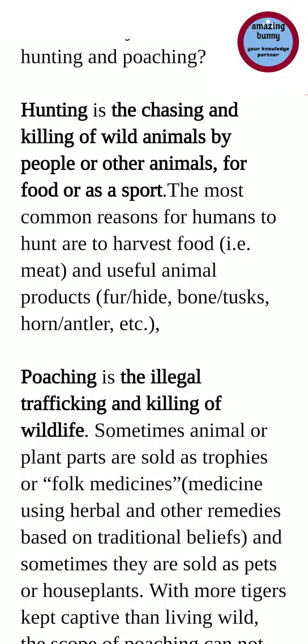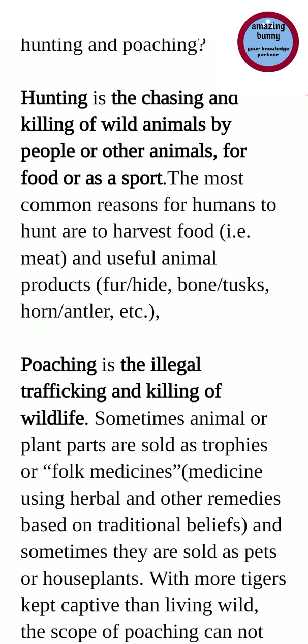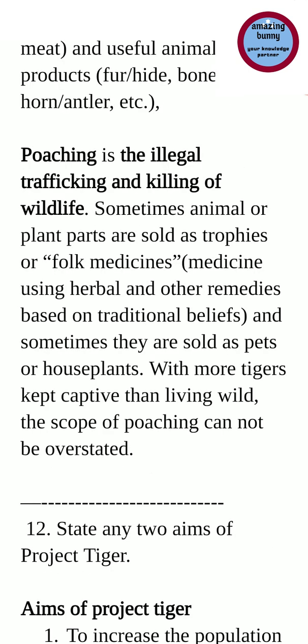The most common reason for humans to hunt is to harvest food, that is, meat and useful animal products like fur, hide, bone, tusk, horn, antler, etc. Poaching is the illegal trafficking and killing of wildlife.